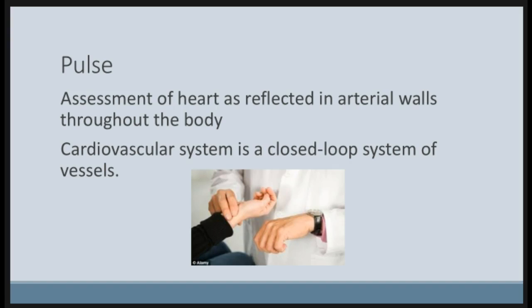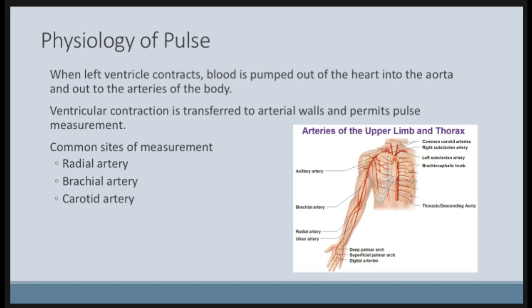When you take the pulse, it's the assessment of the heart as reflected in the arterial walls throughout the body. So that means that as the heart beats, it changes the pressure in the arterial walls, and you can feel the beat and the contractions of the heart through the arteries. The cardiovascular system, as a closed loop, then allows the beat to be felt throughout the system. The arterial pulse is a measurement of the heart's contraction rate, because a pulse wave is created when the left ventricle contracts, and the arteries then expand in response to this contraction and increase in volume. Once expanded, the arteries will contract, forcing blood to circulate to the capillaries and then into the veins.